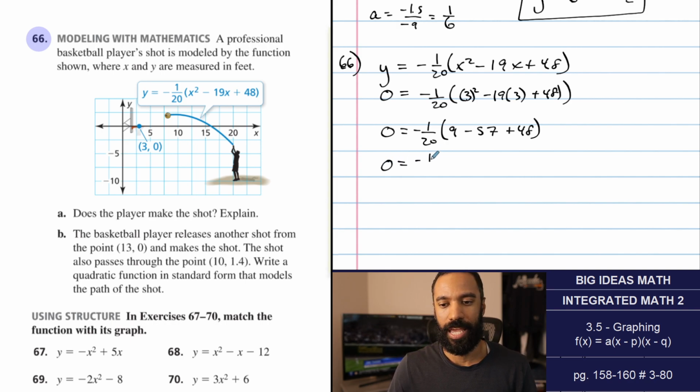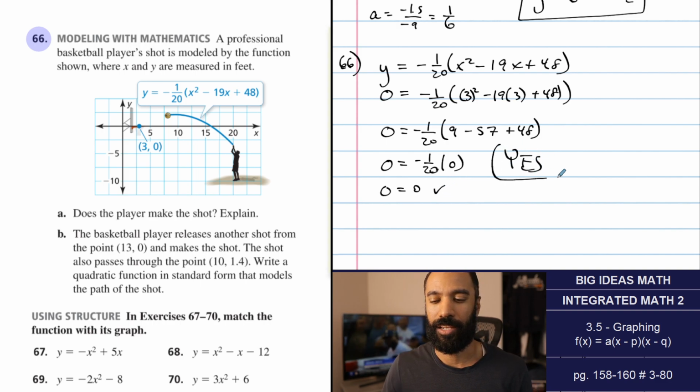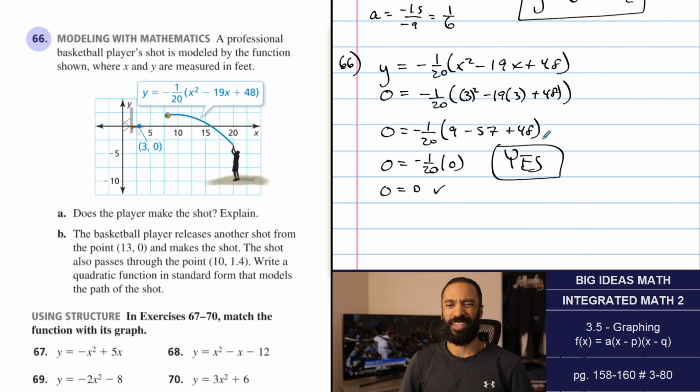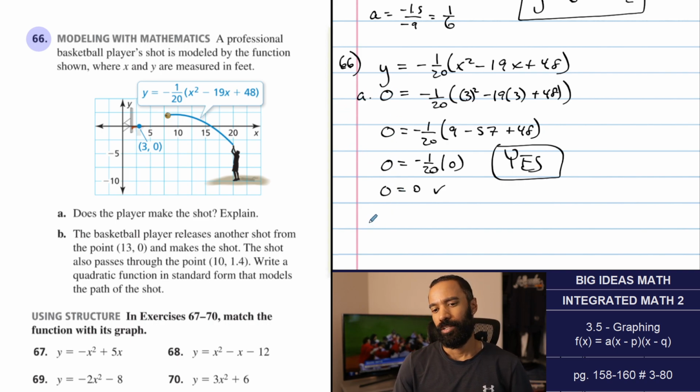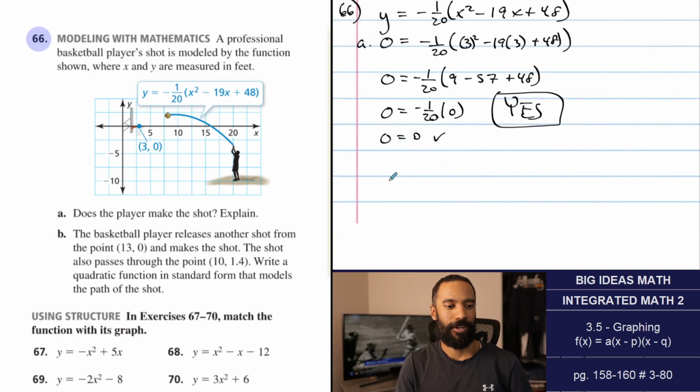Which is negative 1/20th times 0. And that equals 0. 0 equals 0. That checks out. I kind of like that they gave us that answer, because otherwise we'd be going like, what are we looking for, sir? Like, no, he missed. No, he went under, right? I want to know that otherwise.